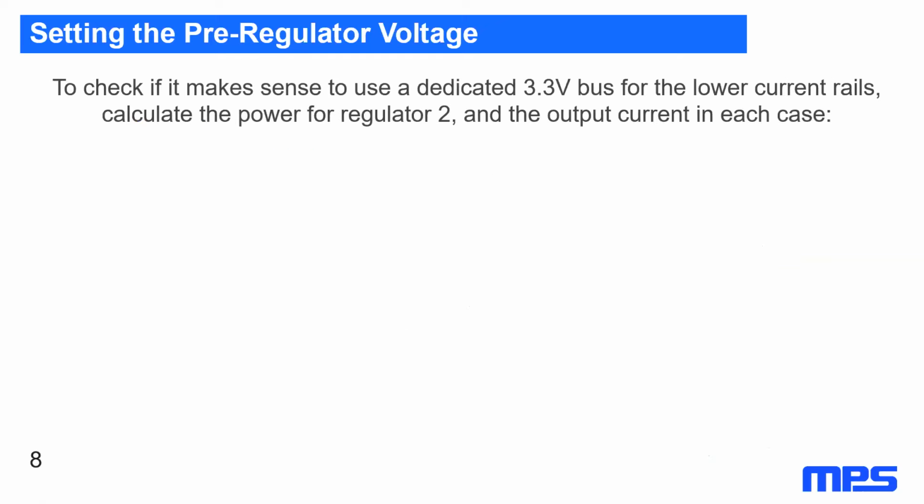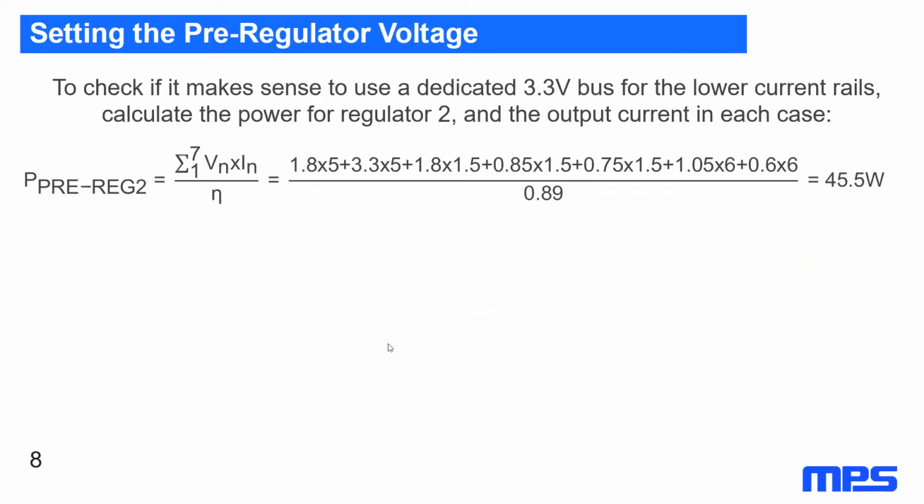To check if it makes sense to use a dedicated 3.3 volts bus for the lower current rails, we can calculate the power that they need. We call that regulator 2. So regulator 1 would be the high current rail, the 0.8 volts, 60 amps. And regulator 2 are all the other rails that together don't have so much power.